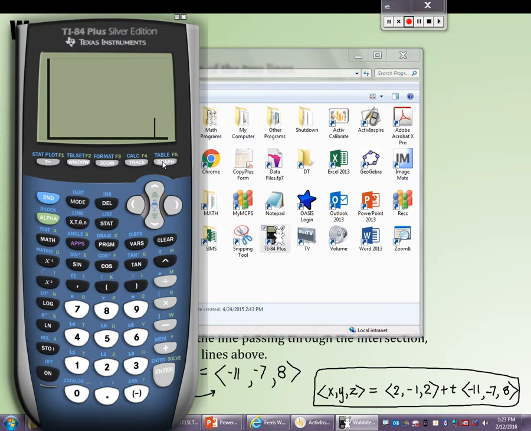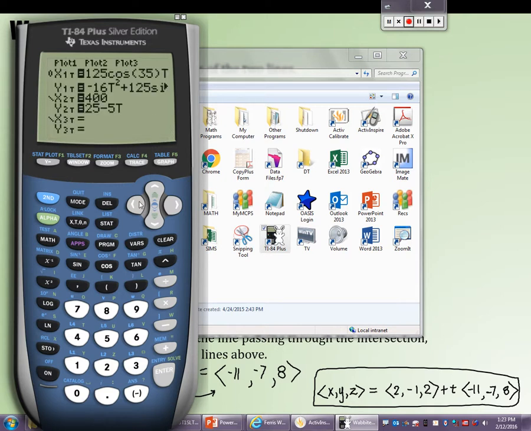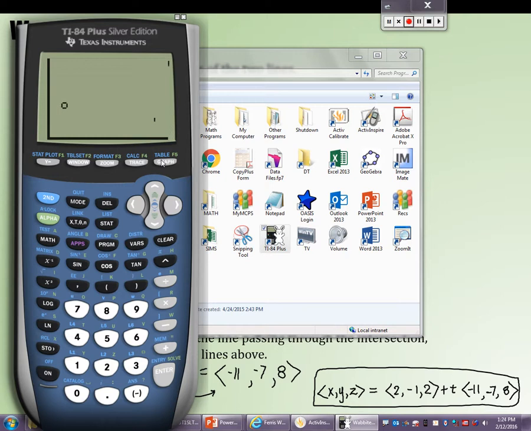Wait for it. Oh, it didn't graph my line because it already graphed my problem. All right, this time for real. Sorry, it's not being responsive. Come on now, come on now. It's so exciting.